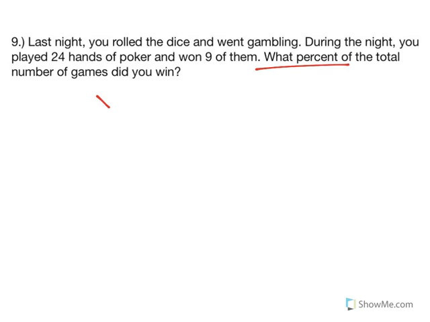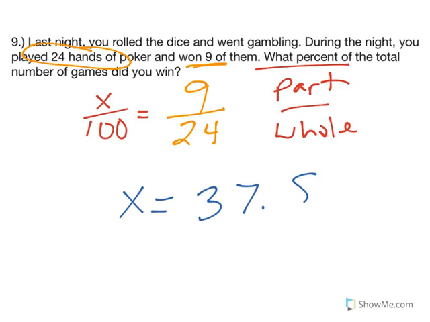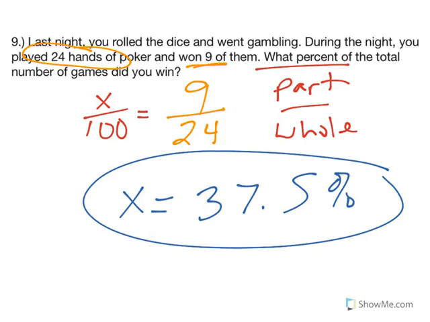Okay, so what percent? There's my x over 100. If we think on this side part to whole, well, I played 24 games. That's the total amount that I played. I only won part of them, and that part was 9. Now that I have a proportion, we cross multiply and divide. So I end up with 37.5%. So I won 37.5% of my games if I was gambling.